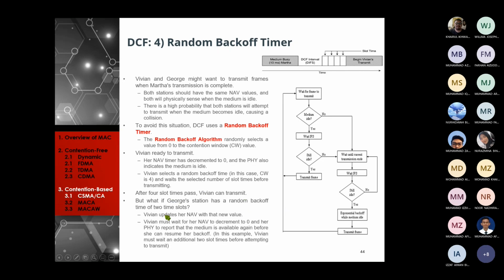Barulah Vivian can transmit. But what if your station has random backoff time of 2 time slot? So Vivian akan update her NAV with new value. Vivian must wait for NAV to decrement to 0 and her PHY to report the medium is available again before she can resume her backoff. In this example, Vivian must wait additional 2 slot time before attempting to transmit.